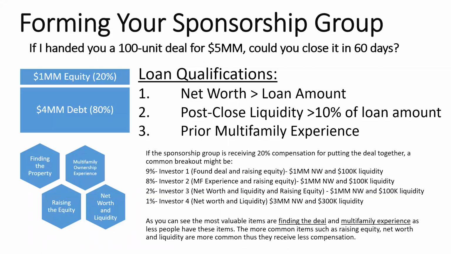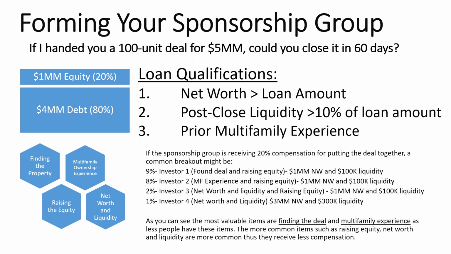So let's start with investor one. Investor one found the deal, and he's raising equity, and his net worth is $1 million and 100,000 liquid. He might receive 9% of the 20% compensation. 8% might go to the guy, let's say he has multifamily experience. He's raising equity, $1 million net worth, and 100,000 liquidity.